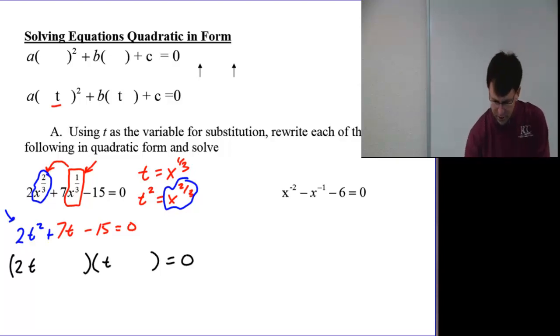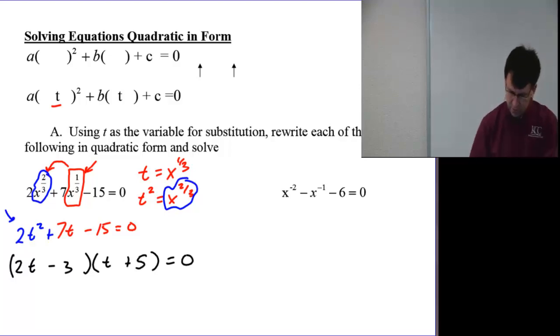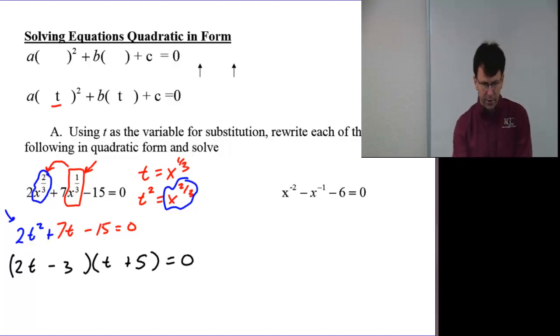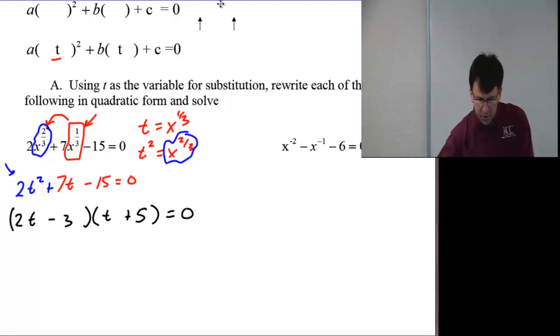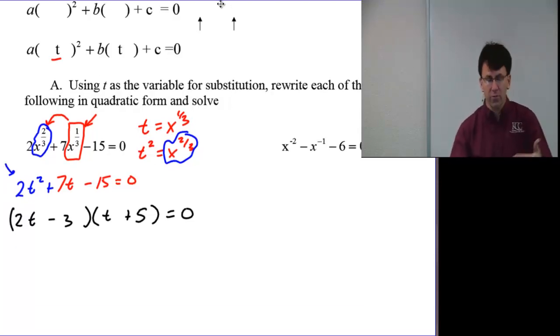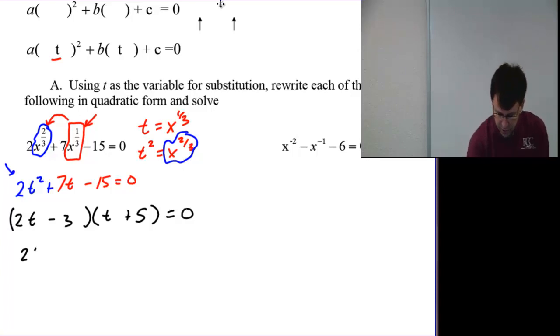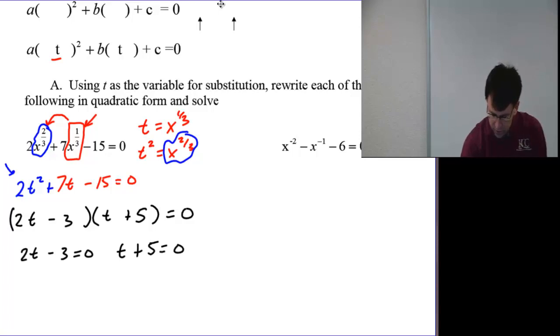Looks like that's going to be a 2 times a 10. I need to get a 10 and then a minus 3. So let's make it plus 5 and a minus 3. It looks like that's going to work out for me. Checking it in my head, looks like that's the right factored form. So now it's a quadratic equation. I'm solving for t, so now I know that 2t minus 3 equals 0, and I also know that t plus 5 equals 0.